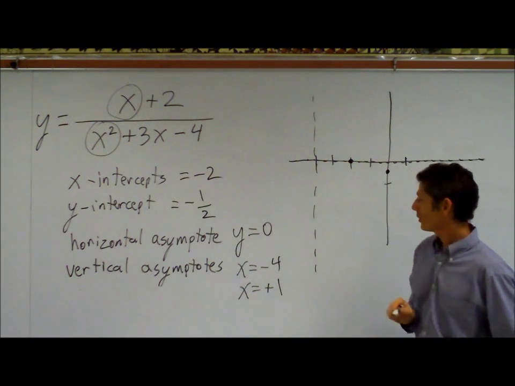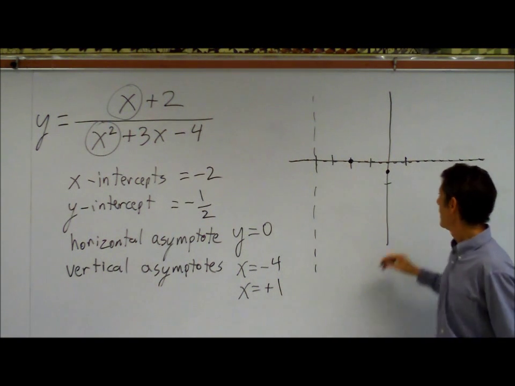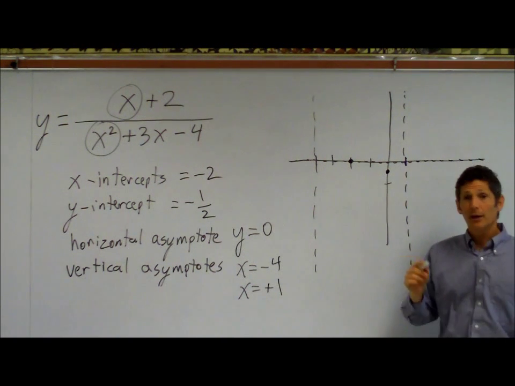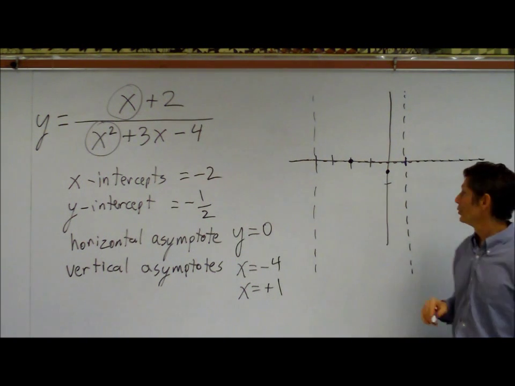That's where the function is undefined. There's a vertical asymptote at x equals 1. I'm not allowed to hit that line. Now I'm ready to draw a picture. Have fun. Shouldn't be too bad.